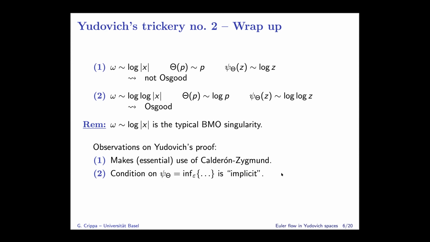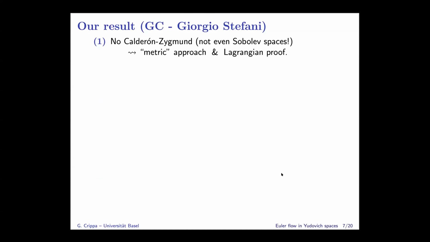Let me make two observations, which will lead me to our result, or to our way of seeing this question. First, Yudovich's proof makes essential use of Calderon-Zygmund. It really uses the bound on the constant in the Calderon-Zygmund inequality for that special operator. Second, on some concatenation of logs, you can express explicitly the function psi and check whether it sounds good or not, but still it's quite an implicit condition. You have theta, then you construct psi, and then from psi you ask, does the integral in the Osgood condition diverge or not? So it's rather implicit. So what we did is we went back to this old problem, and we produced the result which I am going now to tell you.